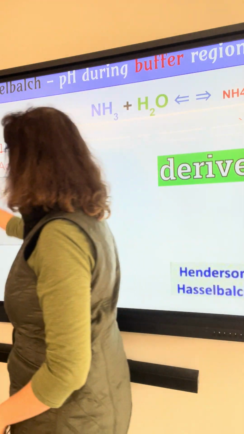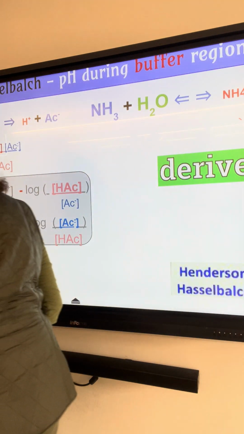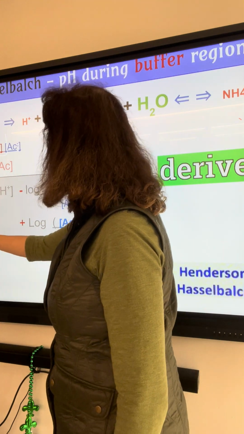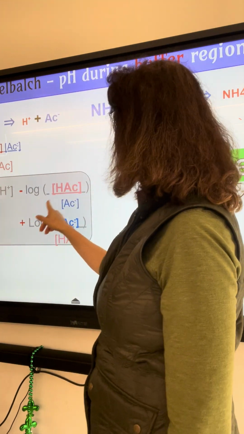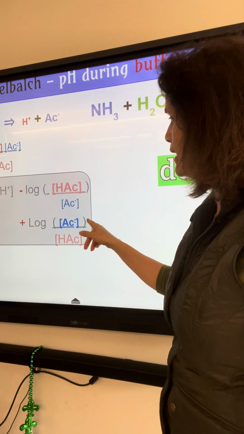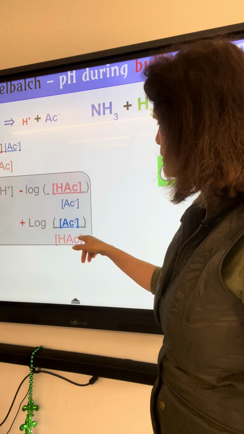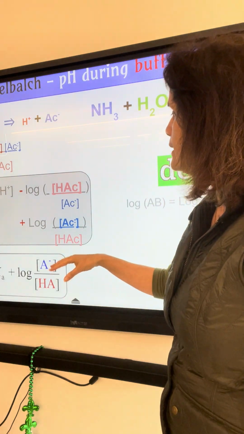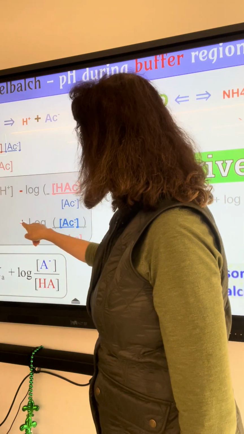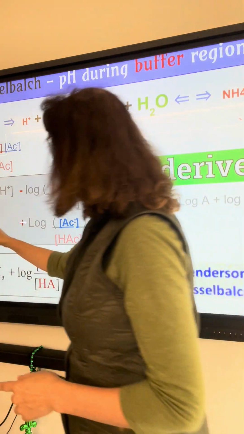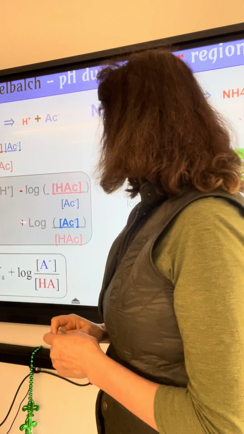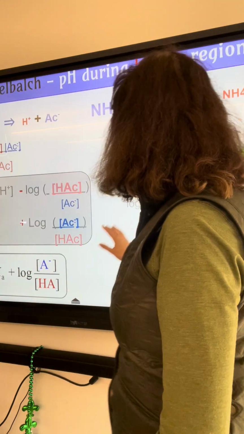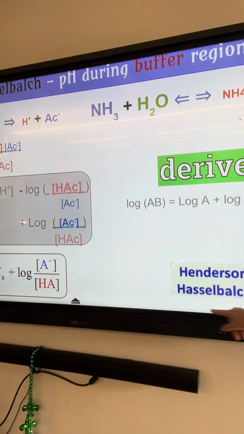But we are going to say the pKa is equal to the pH plus the log of Ac over HAc. This log should have been negative. What I do is I move things around. The pH goes over there. And you get your formula that is called the Henderson-Hasselbalch formula.